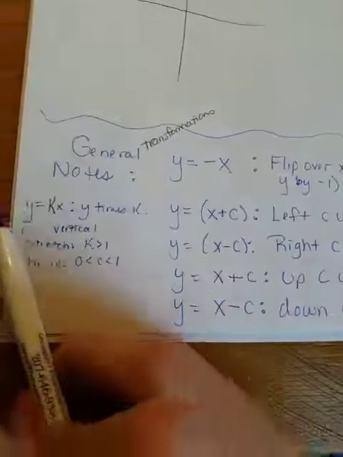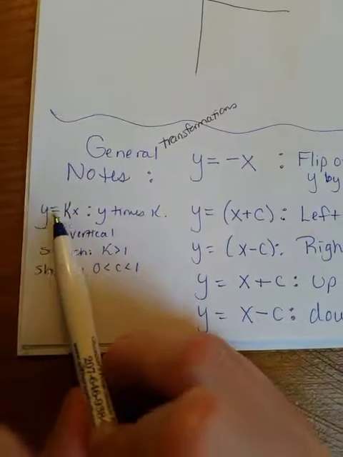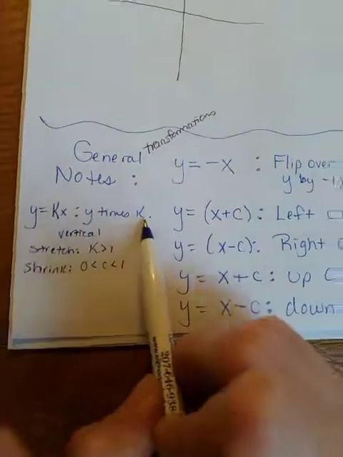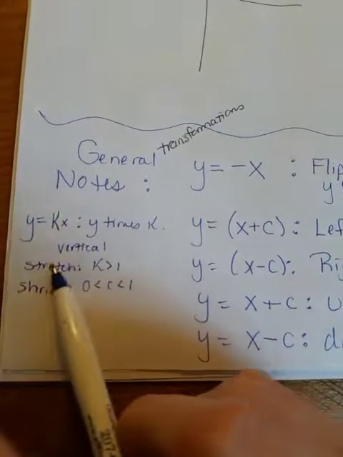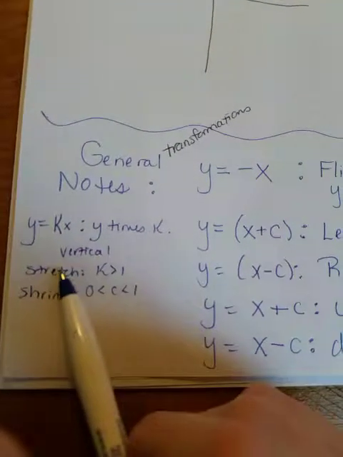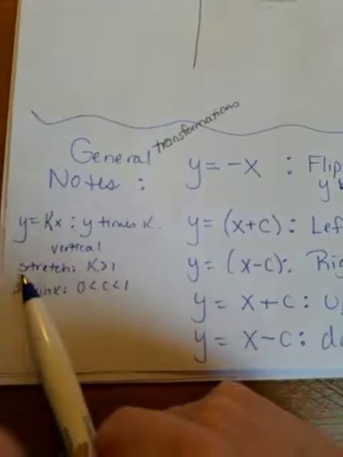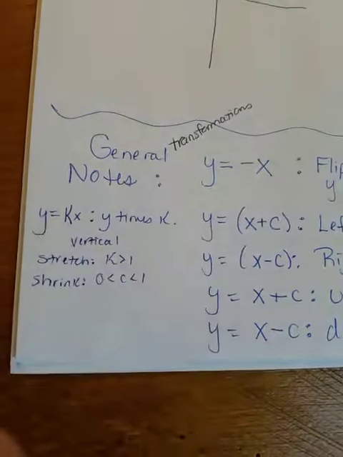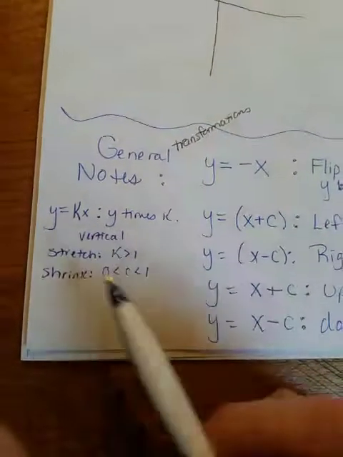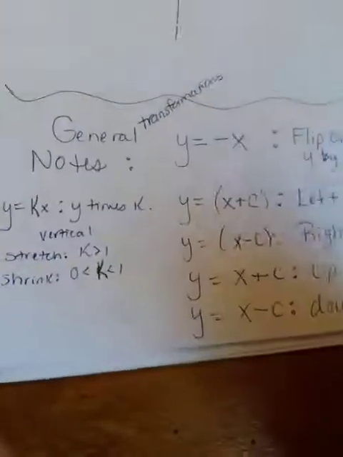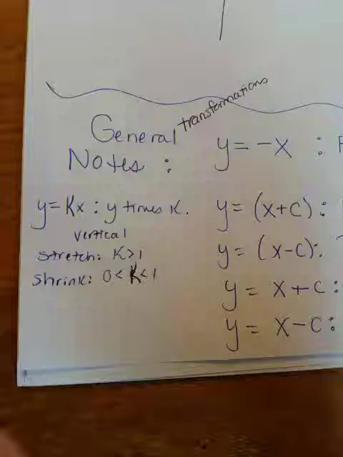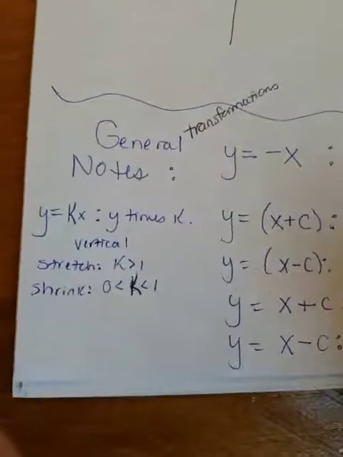And the last type that we're going to look at in our class is if we had y equals k times x. That means you're taking your y values and you're multiplying them by k. It represents a vertical stretch or shrink depending on what k is. So if k is bigger than 1, it's a vertical stretch, meaning the graph would become kind of skinnier. And if it's a vertical shrink, and I shouldn't have a C here, sorry, if k is between 0 and 1, vertically it kind of gets wider, I guess we'd say.